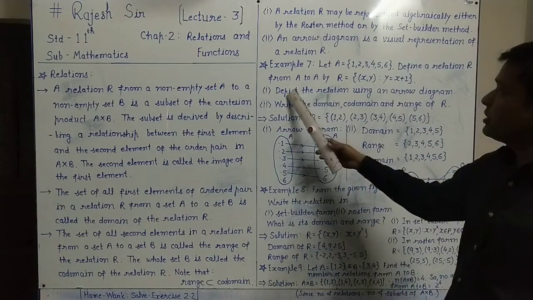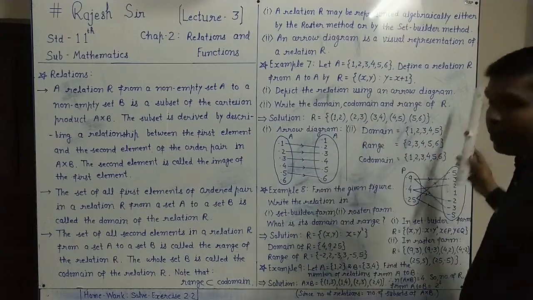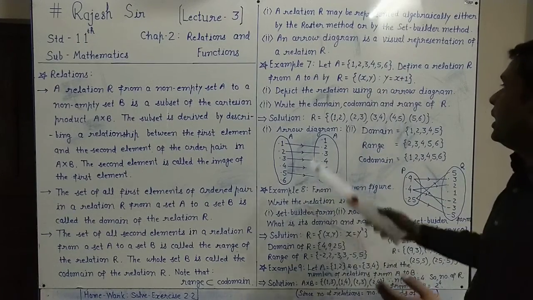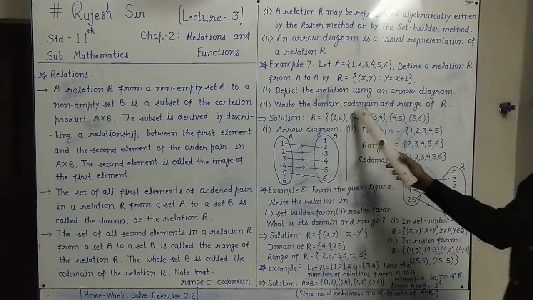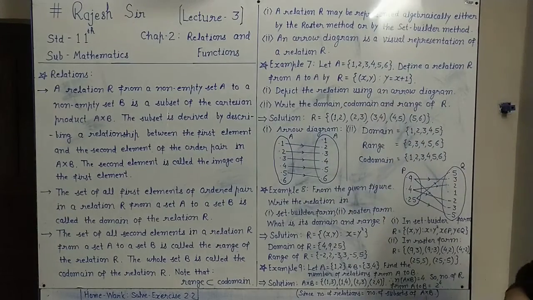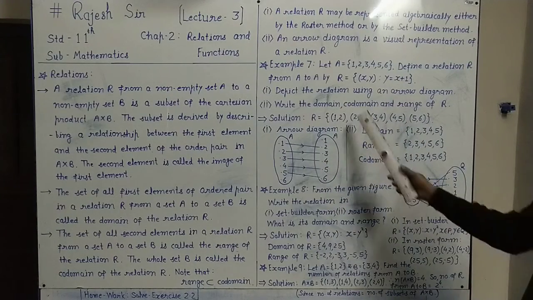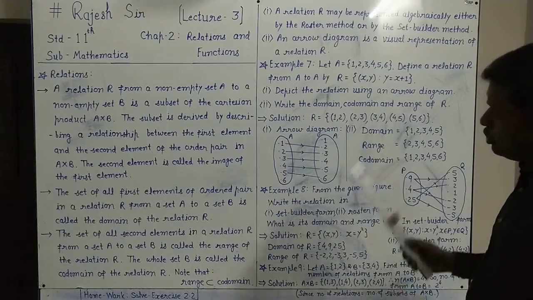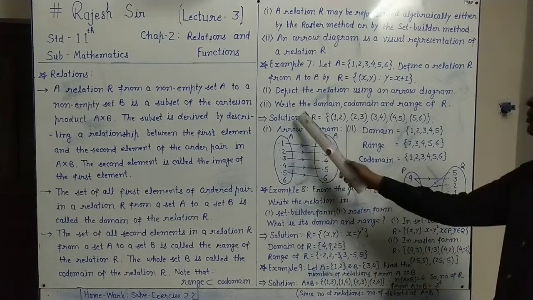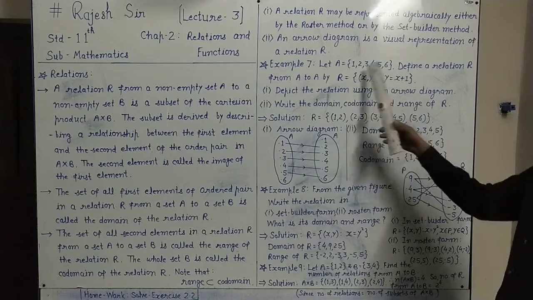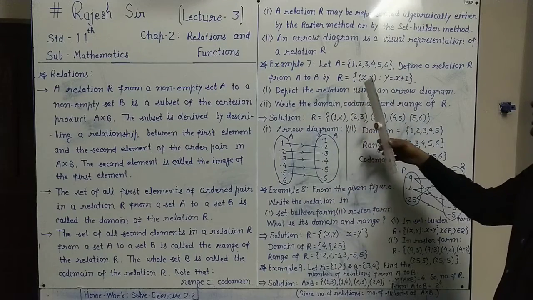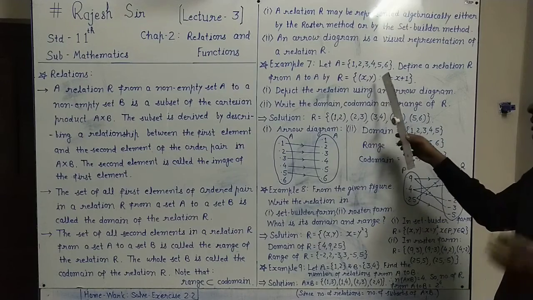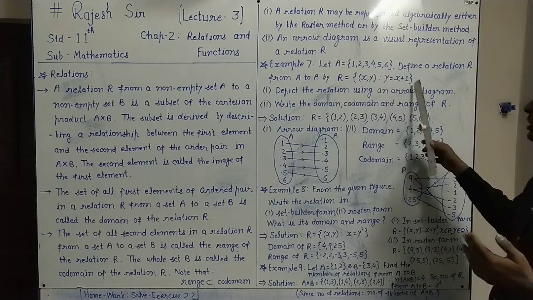The questions are: first, depict the relation using an arrow diagram. You have to draw an arrow diagram for this relation. And second, write the domain, codomain and range of R, the relation. You have to write these three: domain, codomain and range of this relation. So simple it is. In the solution, we first write the relation given. The relation is such that y equals x plus 1.